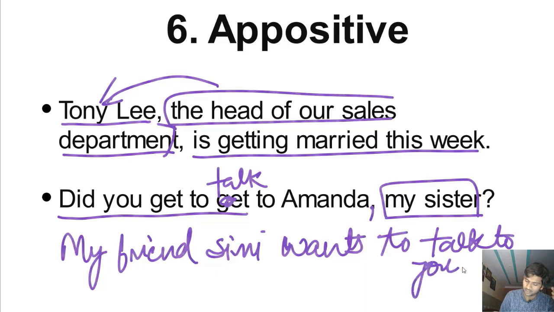You get the point, right? Okay, so my friend, I may have multiple friends. How would you know which friend I'm talking about, which friend I'm pointing out? You won't know. So I'm naming the person Simi.